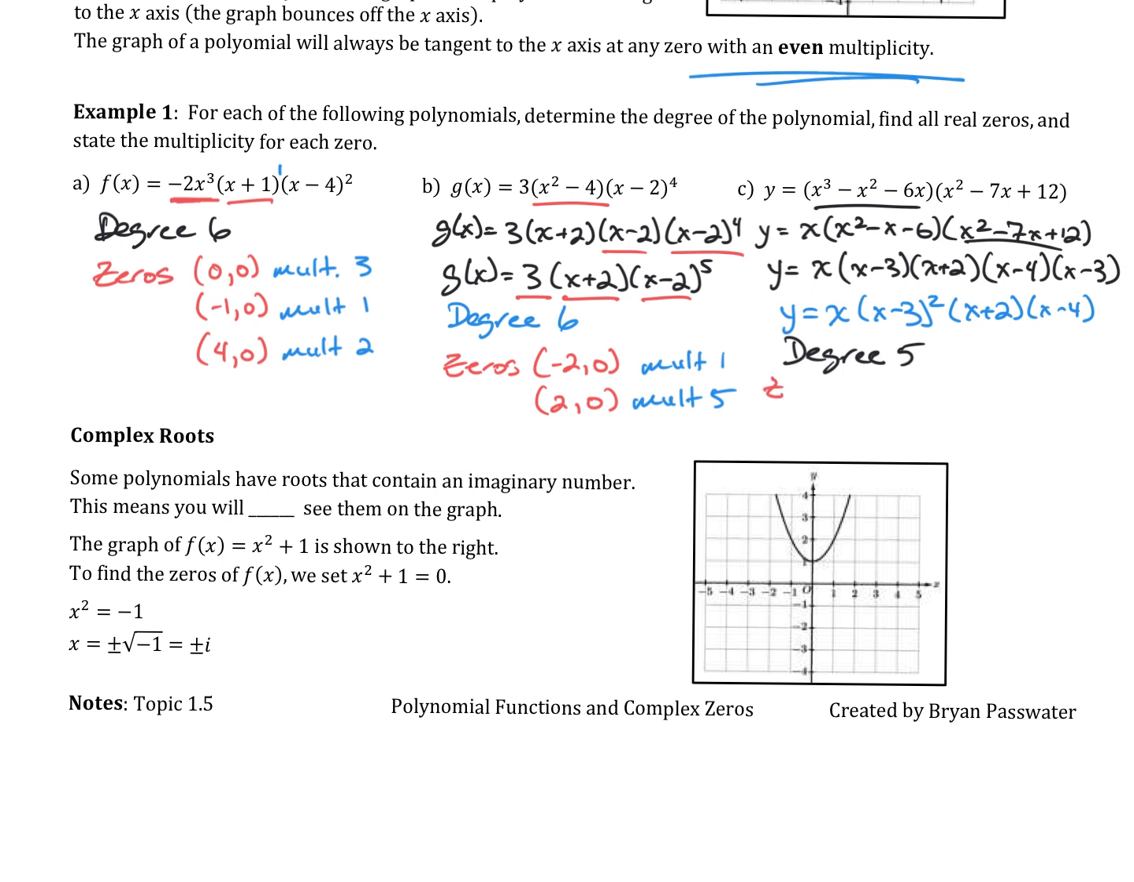Now, let's find our zeros. So when I set x equal to 0, what do I get?